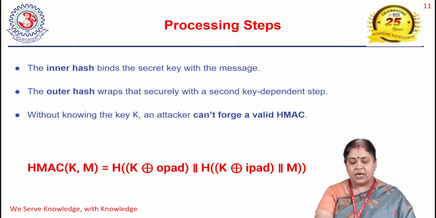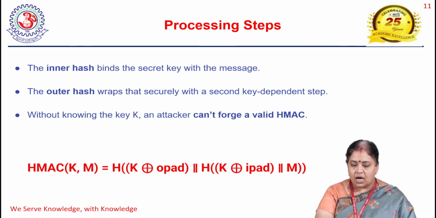So this HMAC makes use of a key. What is going to be performed? That key is XORed with the inner pad. So this is the inner step. The key is XORed with the I part. The result is concatenated with the message. Then the whole thing will be hashed.